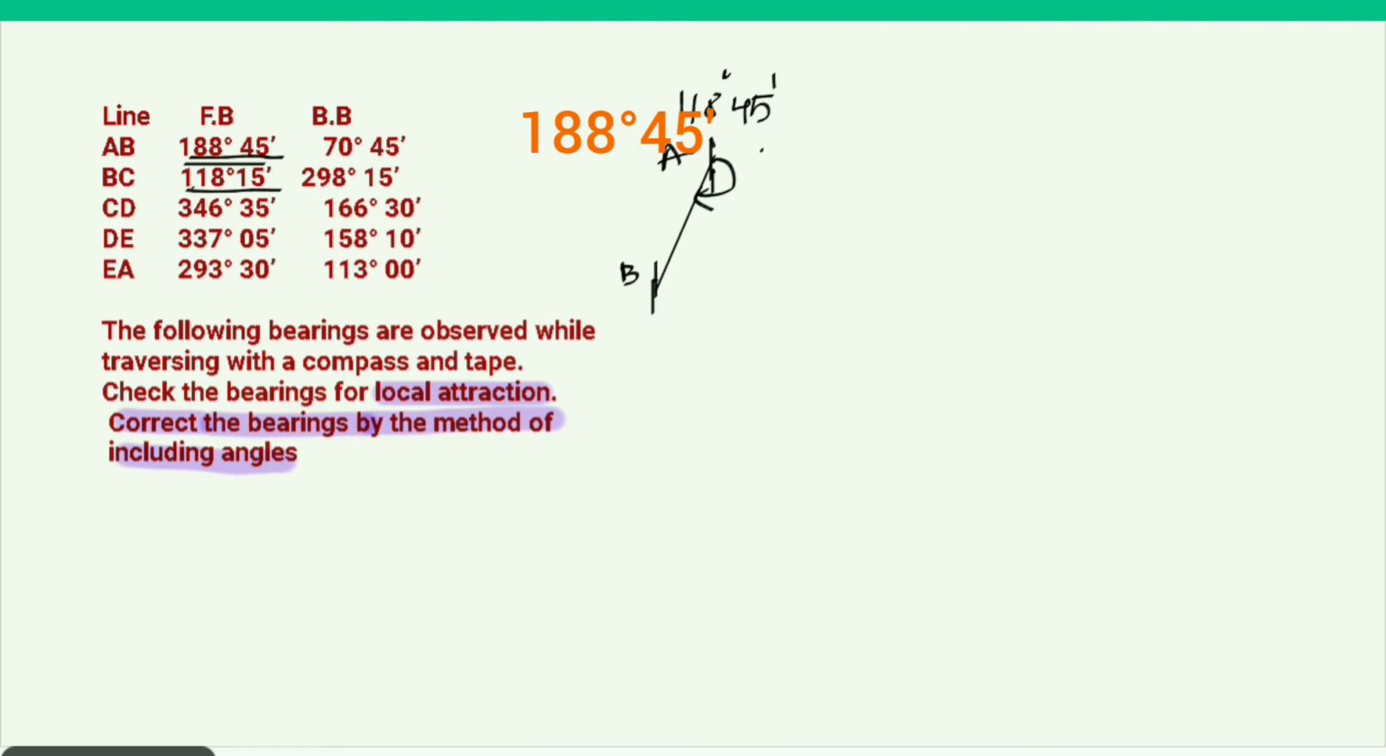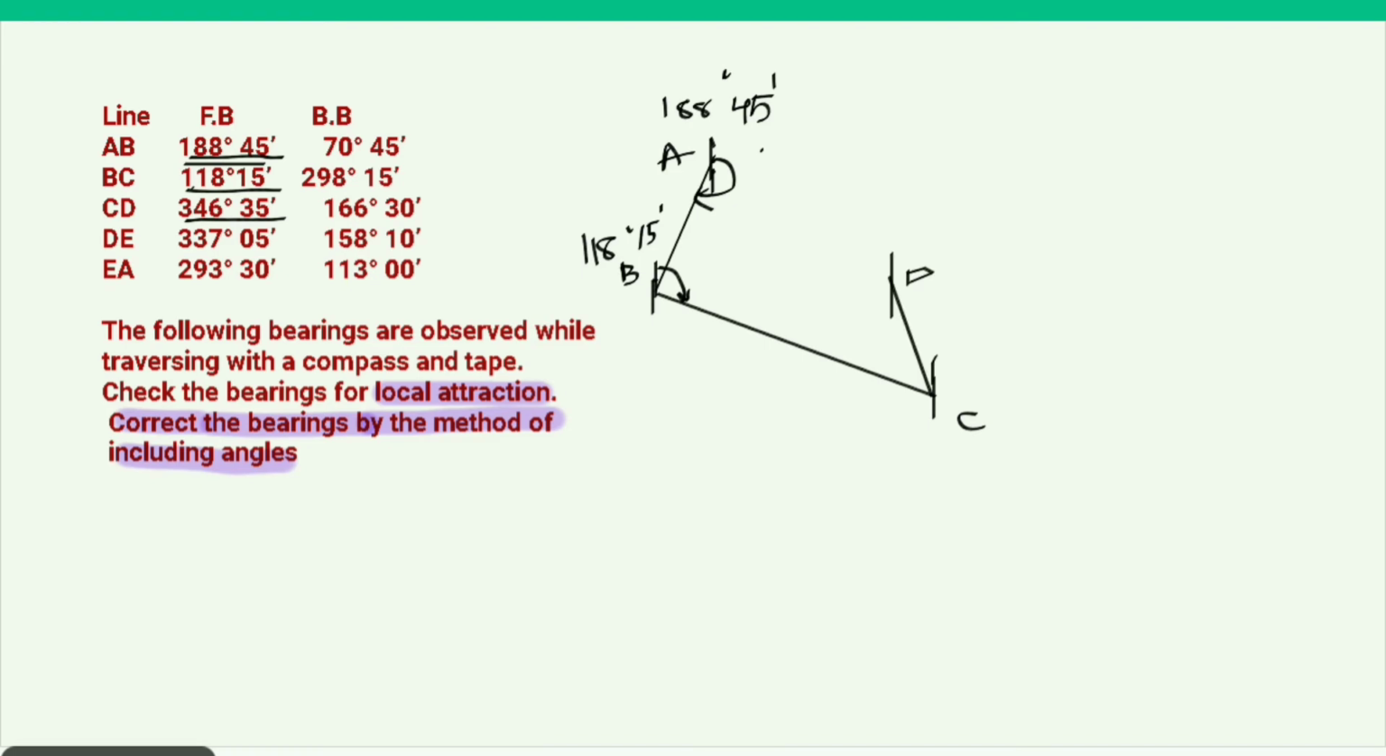Now BC bearing is 118 degrees 15 minutes. So BC falls in the second quadrant, from north of B to the BC line. Now CD bearing is 346 degrees 35 minutes, which means CD falls in the fourth quadrant, and from north of C to the CD line is 346 degrees 35 minutes. And DE bearing is 337 degrees 5 minutes, which means DE also falls in the fourth quadrant. From north of D to the DE line is 337 degrees 5 minutes.